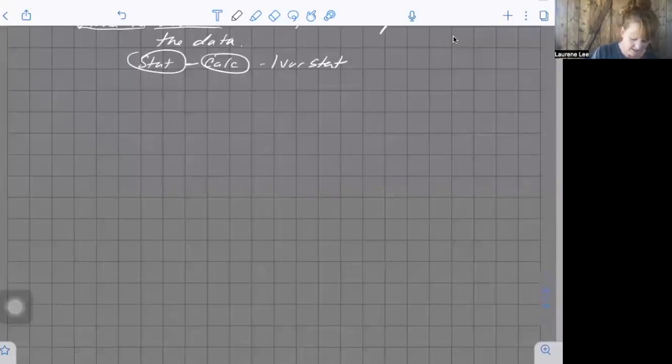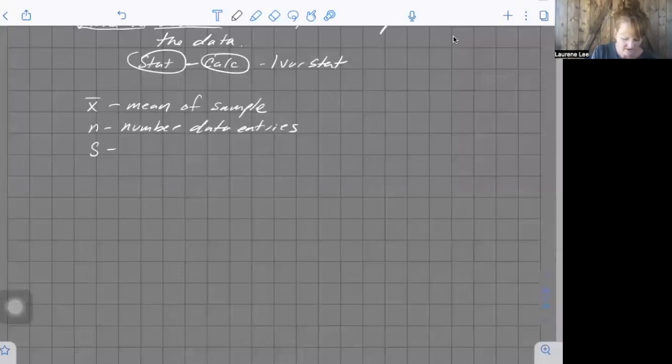So we talked about this is the mean. We talked about it last class period in terms of a sample. And that's what this is. It's the mean of a sample. And we say it's X bar. That's how we say that. And we also talked about N being the number of data entries. And then what we're going to talk about today is S, or your calculator sometimes writes S sub X. This is the standard deviation of a sample. Okay.